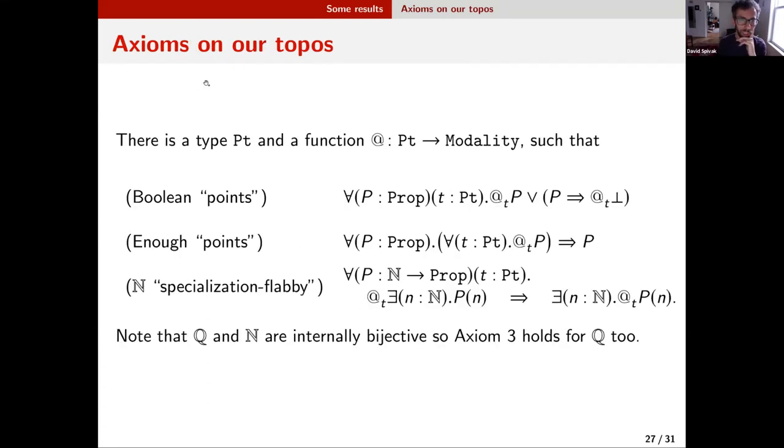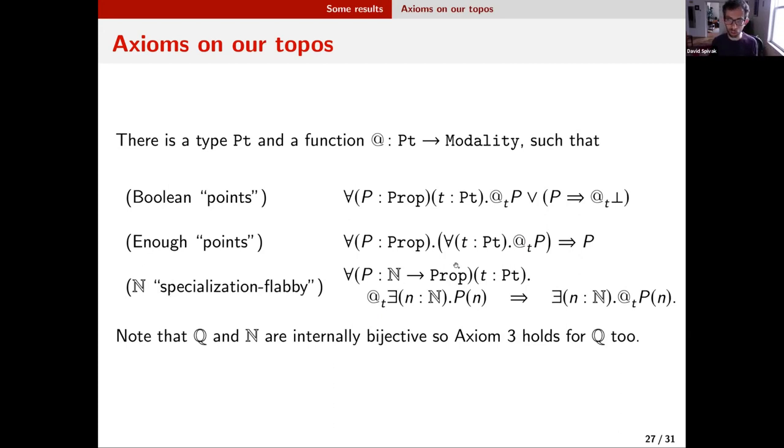So for us, the axioms on our topos are that there is this type of points, like the rectangles, we can talk about them internally, and that every point gives us a modality. And that these points are what are called Boolean subtoposes. They say that for any prop and any point, either the proposition is true at the point or the proposition tells you you're not even at the point, like P or not P. The second thing is that there are enough points for any proposition. If you knew that for every point, the proposition was true at that point, then you would know the proposition was true throughout. That's an axiom you need.